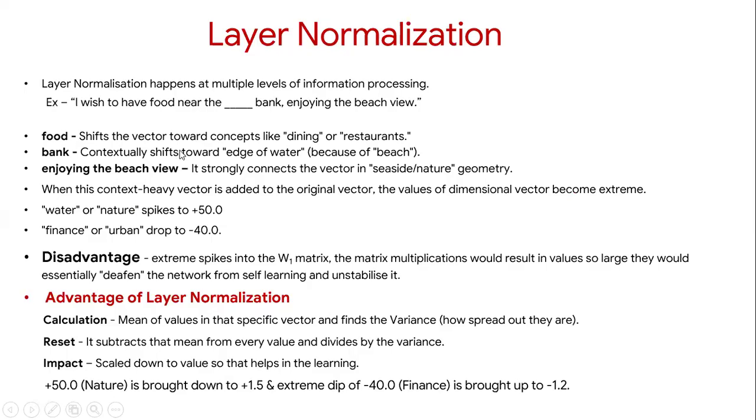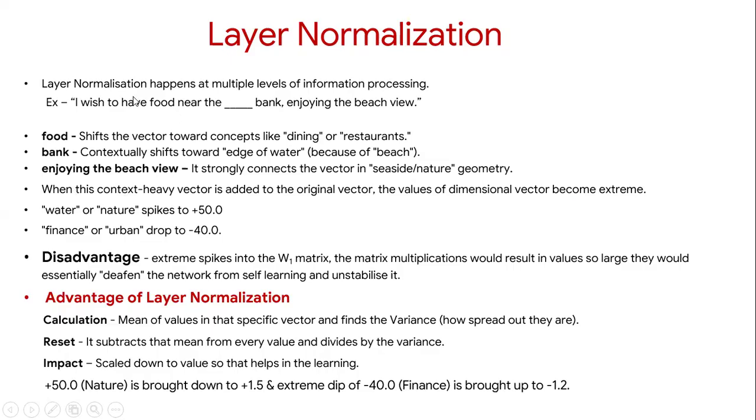The food indicates directly to dining or a restaurant because there is a beach view. There is a bank also. Contextually, it can shift to the edge of water, because the beach highlights the bank here. Which type of bank can it be? It can be a river bank or a savings bank, which we use. But the beach context here signifies the river bank. Enjoying the beach view strongly connects to the seaside, the nature part of the environment.